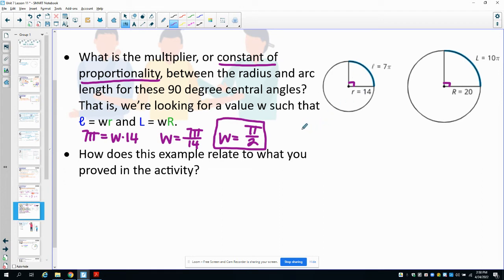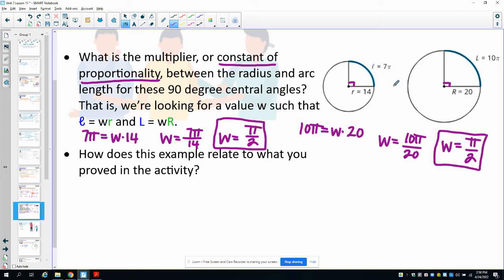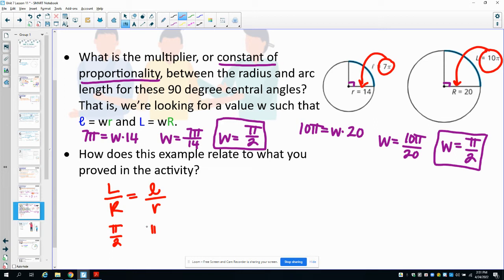So let's take a look at the dilated figure. The arc length is 10 pi. The radius is 20. Divide by 20, and we get 10 pi over 20. 10 over 20 equals pi over 2. So these two numbers divided to the same value. 7 pi divided by 14 and 10 pi divided by 20 gave us the same number back because these two shapes are proportional. So how did this relate to our last activity? Remember, we said L divided by R, so the dilated arc length divided by the radius would equal the original arc length divided by the radius. And that's what just happened in this case. We got pi over 2 in both cases.